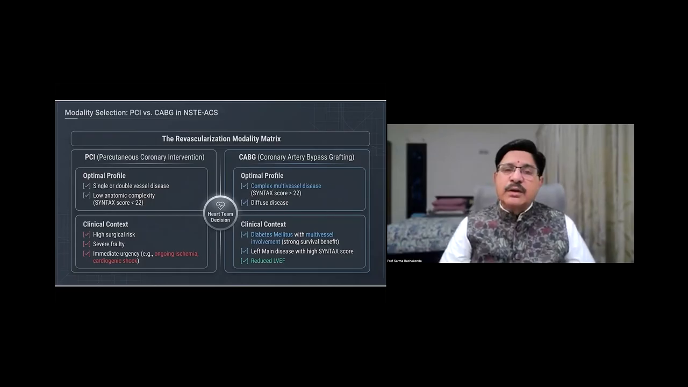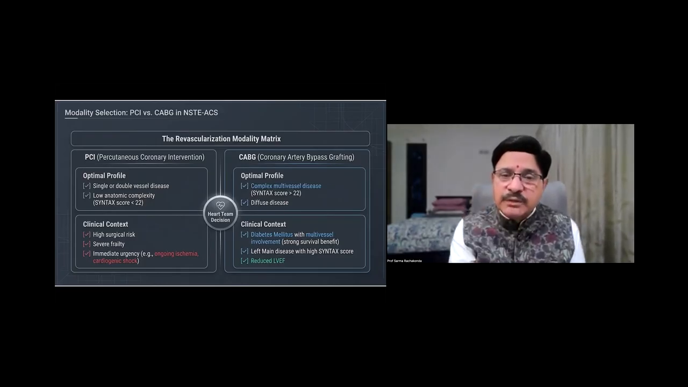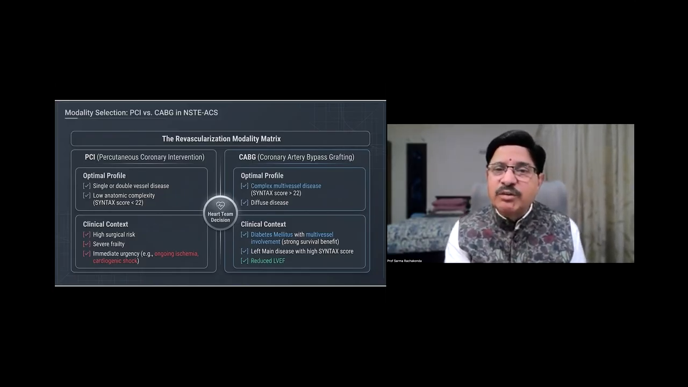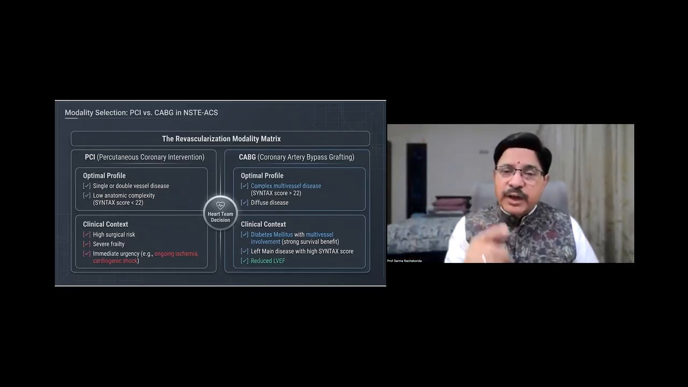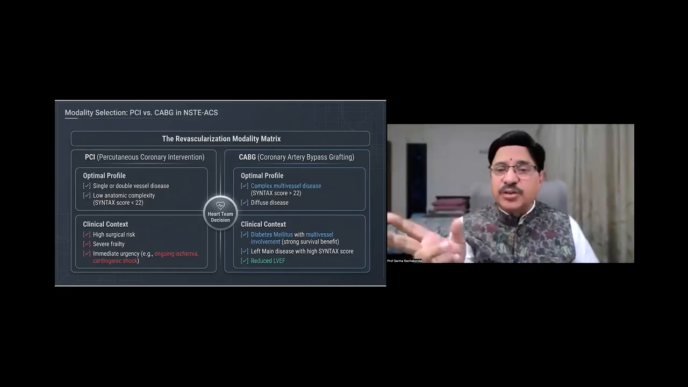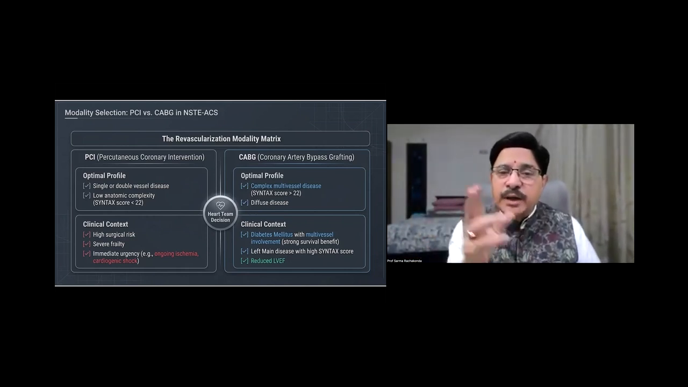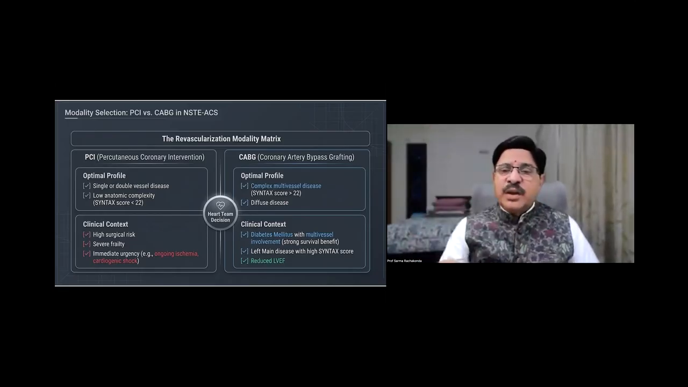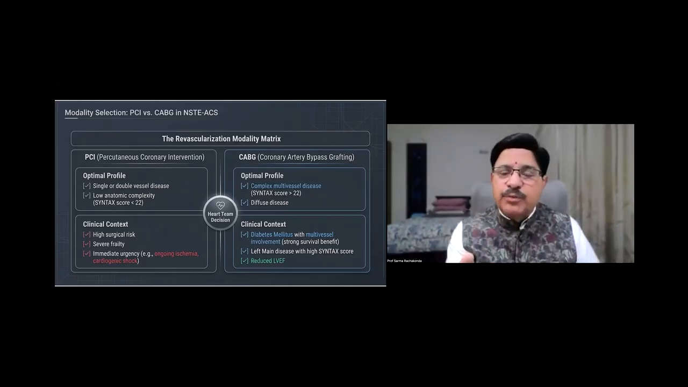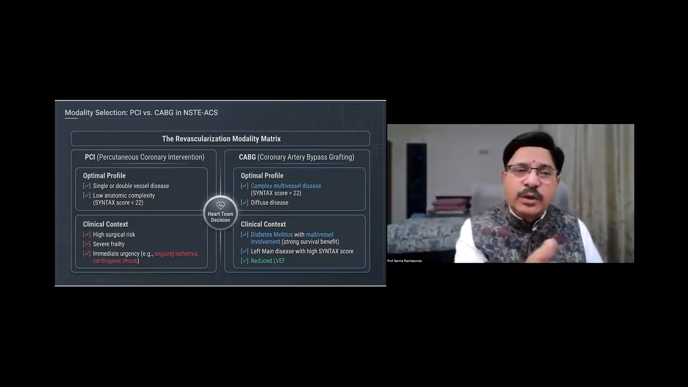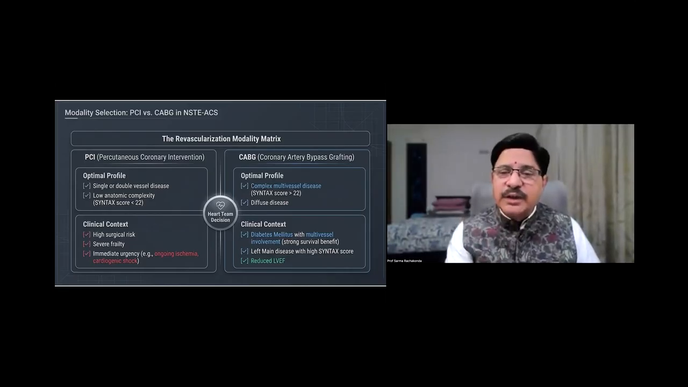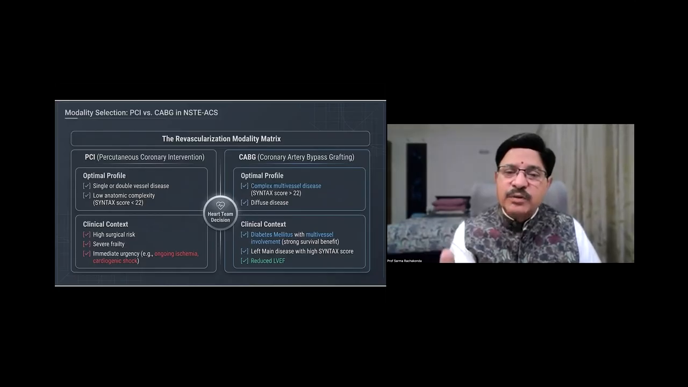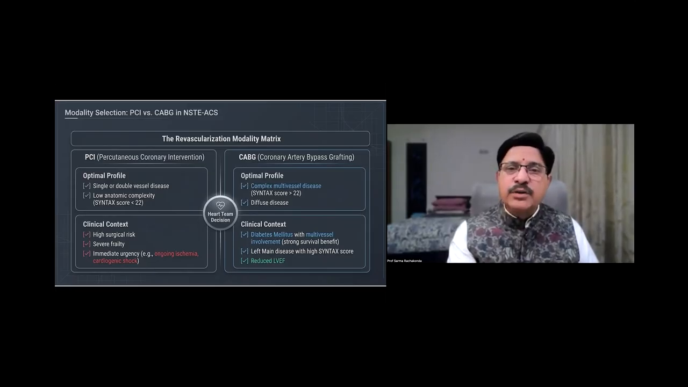What is the clinical context? If he is a diabetic, if he has multivessel disease, there is a strong survival benefit of CABG. The presence of diabetes decides in favor of surgical treatment, CABG, and multivessel disease, or left main disease with high SYNTAX score. Left main disease, optimal profile, stable patient, and SYNTAX score less than 22, he can be managed with PCI. Left main disease, high SYNTAX score, diabetic patient, anyway you have to go for CABG. Or if the LV function is reducing, you should go for immediate CABG.